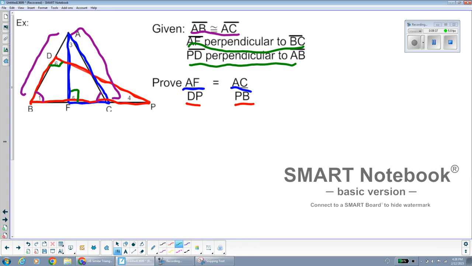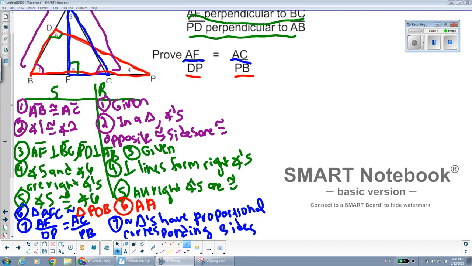You might want to take a second and try to write the proof up as well. Pause the video. I'm going to pause as well. Take a second and pause the video and just go through the steps and make sure you can match up everything in the proof to what was marked in the diagram.